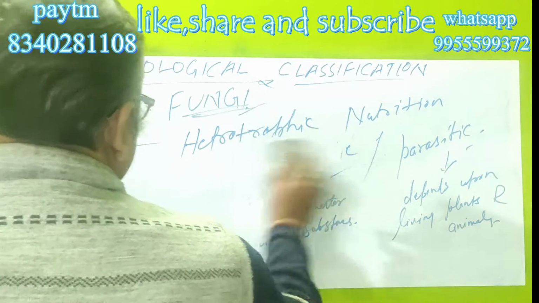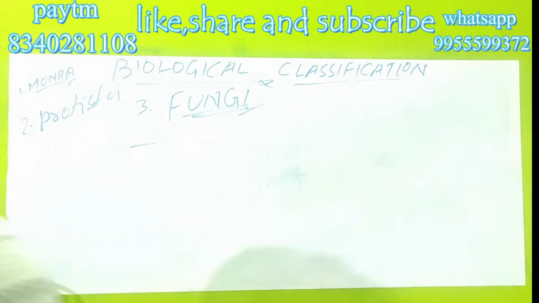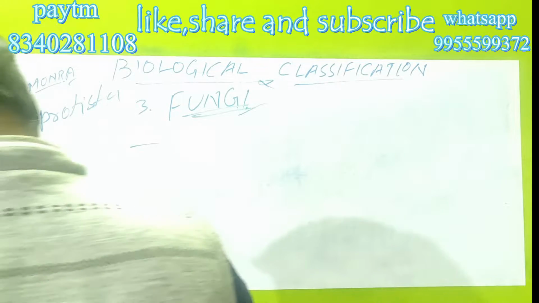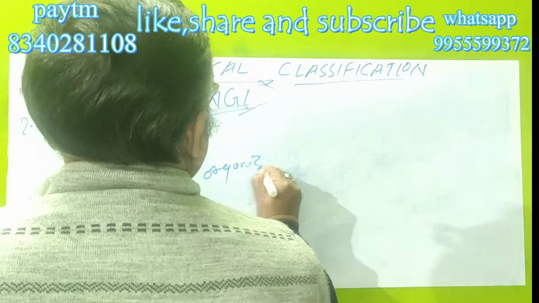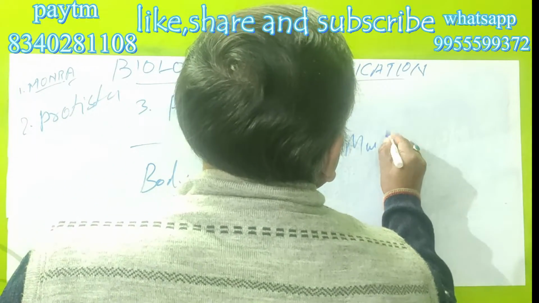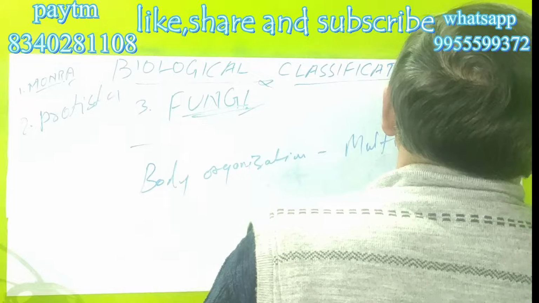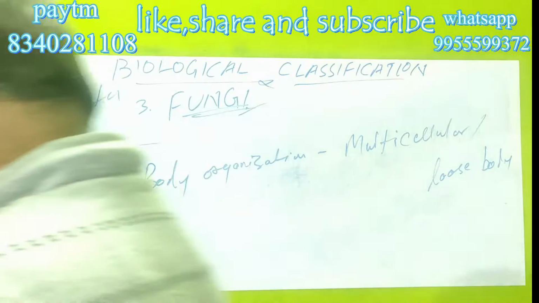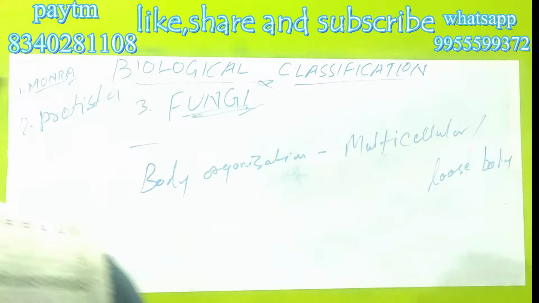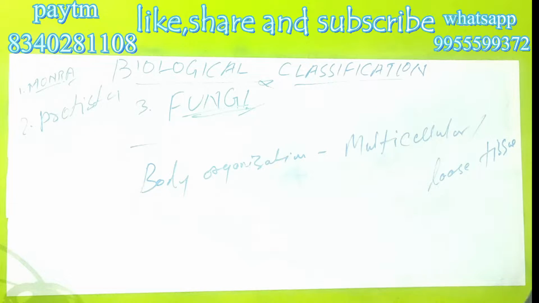Its body organization is multicellular, and it has loose bodies, meaning loose body parts, or we can say loose tissues. So body organization is multicellular and has loose tissues.